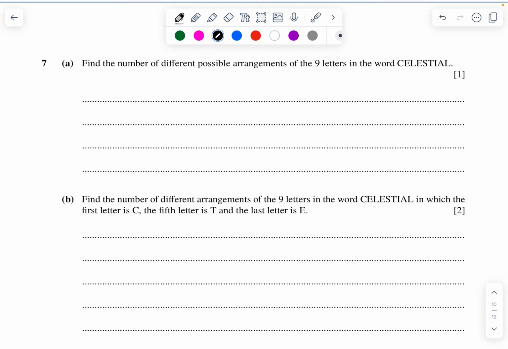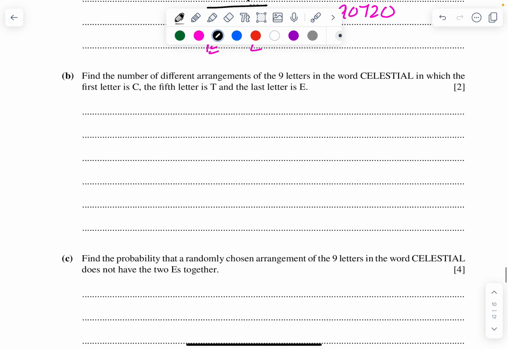Last question, find the number of different possible arrangements of the 9-letter word: 9 factorial divided by 2 factorial, 2 factorial, because there are 2 E's and 2 L's, which is going to be 90,720.